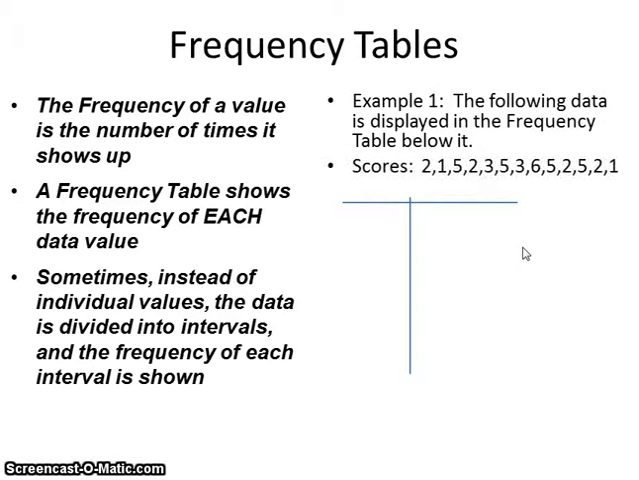Let's take a look at an example. In example 1, the following data is displayed in the frequency table below it. We have scores, multiple scores listed, so let's find the smallest one up through the largest one and list all of them in between. So for our scores here, we've got 1, 2, 3, 4, 5, 6, and then to the right we're going to write how many times we see that score. So I see a 1 twice, I see a 2 4 times, I see a 3 2 times, and so forth.